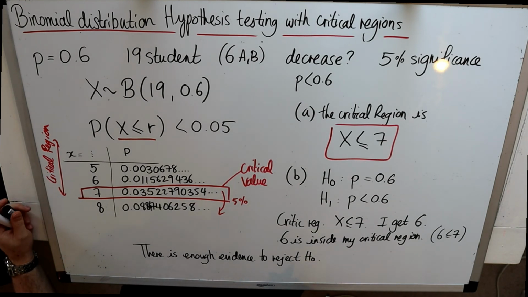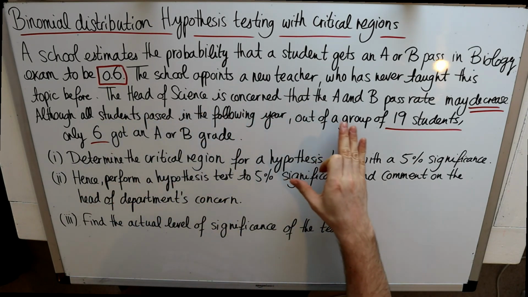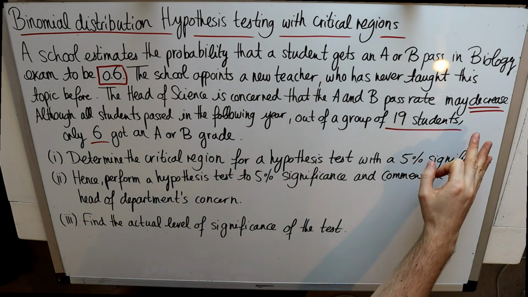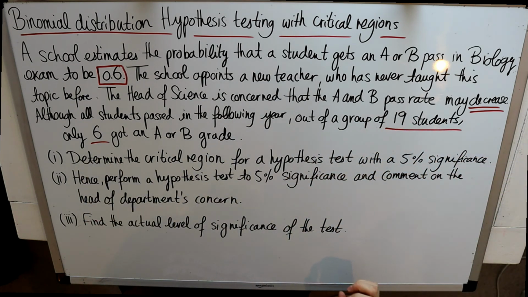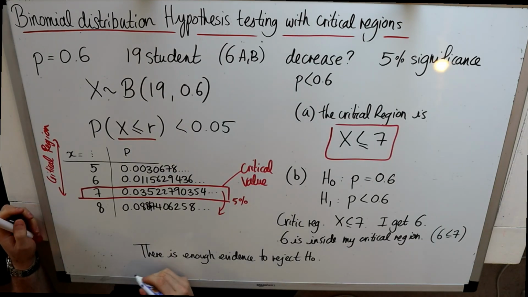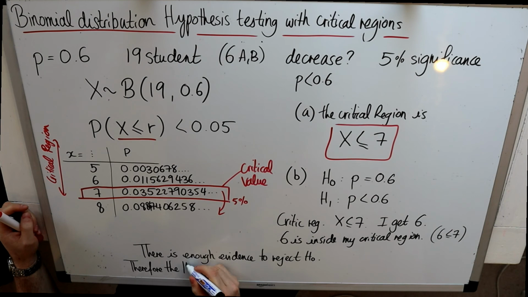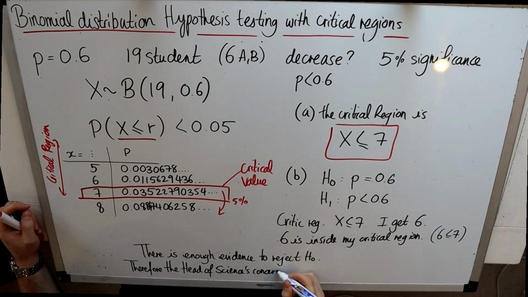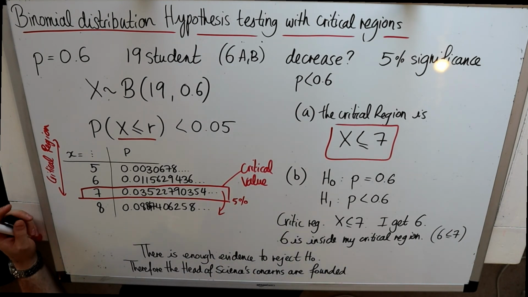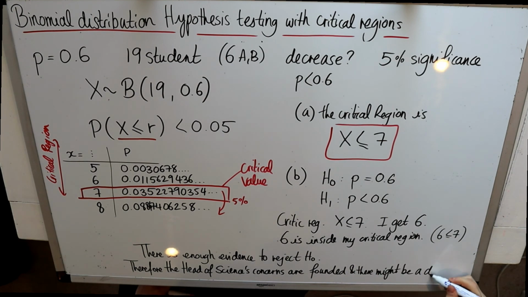And then what we need to do is make a statement in context. This is where the non-number values in the question come in handy. If we go back to actually reading the original question, what we're going to use is the head of science is concerned that the A and B pass rate may decrease. So now that we've done the hypothesis test, we can answer this in context. That means that we can say, therefore, the head of science's concerns are founded, and there might be a decrease.